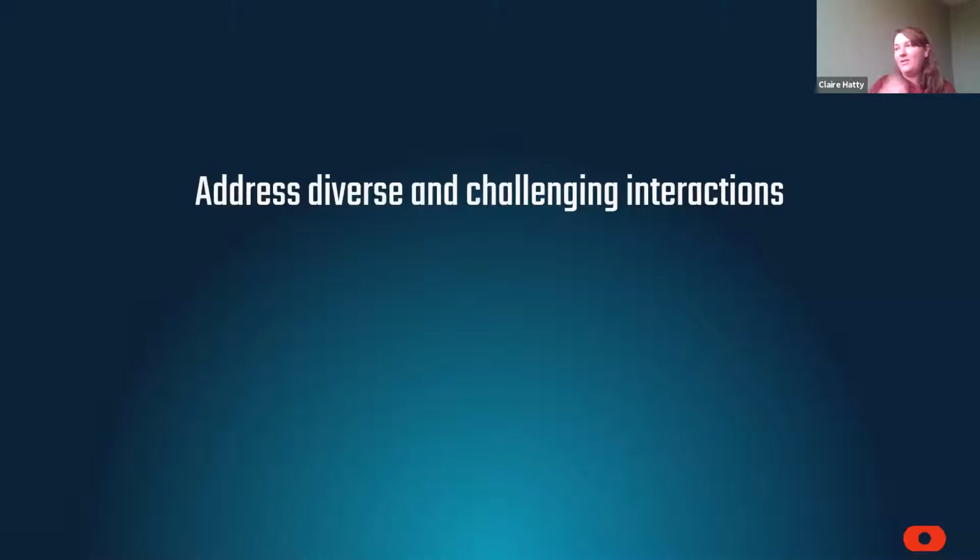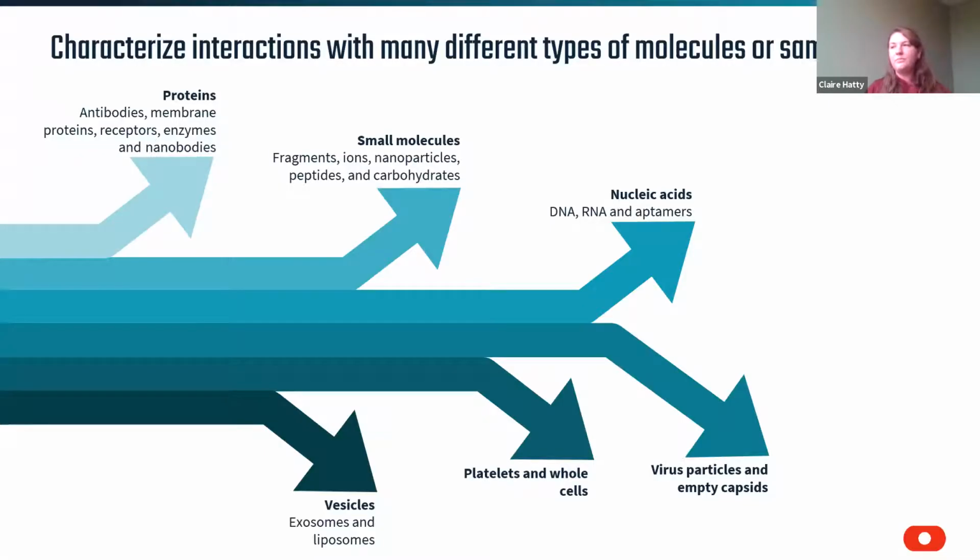So, as I've said a few times now, with MST and TRIC, we can address a diverse range of different challenging interactions, whether that's part of a drug discovery program or not. So we can characterize things like proteins, so that could be anything like antibodies, membrane proteins, receptors, enzymes, and nanobodies. We can characterize binding with small molecules. That could be fragments, ions, nanoparticles, peptides, and carbohydrates.